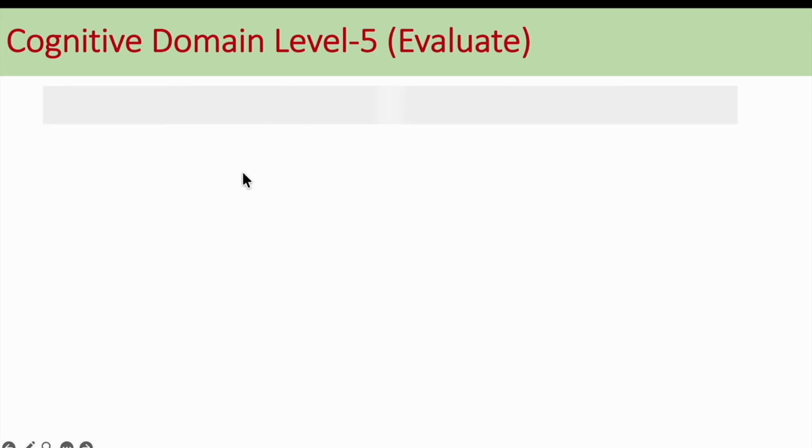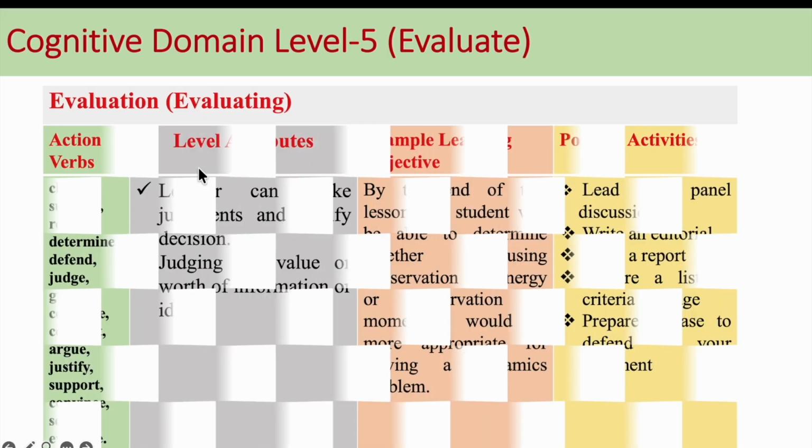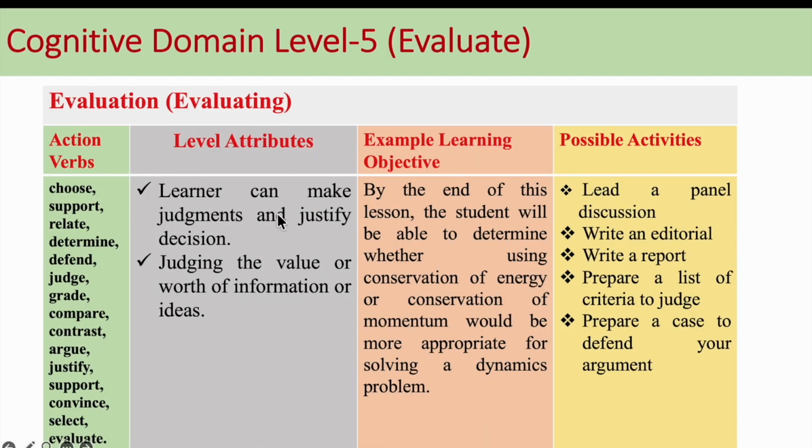Level 5 is evaluation or evaluating, and the level attributes are: learner can make judgment and justified decisions, judging the value or worth of information or ideas. And what are the objectives? By the end of this lesson, the students will be able to determine whether using conservation of energy or conservation of momentum would be more appropriate for solving dynamic problems. Possible activities: lead a panel discussion, write an editorial, write a report, prepare a list of criteria to judge, prepare a case to defend your arguments.